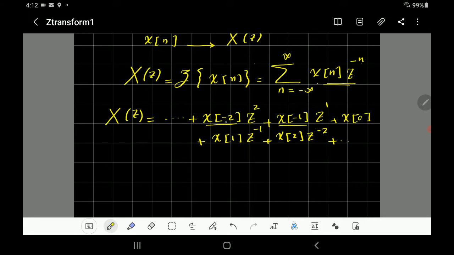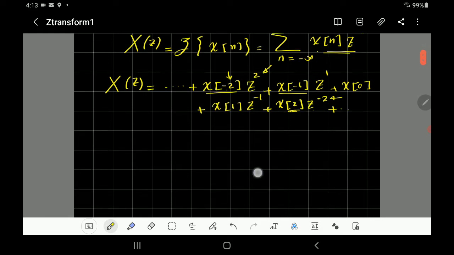What do you observe? You observe that the index of any element in the sequence has a sign opposite to the sign of the power of Z. So this one is negative 2, the power is 2, Z squared. When you go for X of 2 here, you find that the power of Z is equal negative 2. So the opposite sign. This is the key observation. What do you observe from here? You observe that the sequence, instead of having samples at each instant, is going to be expressed as a series, as a sum, as you see here.